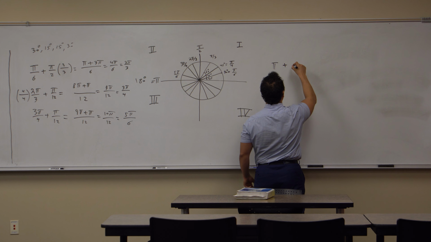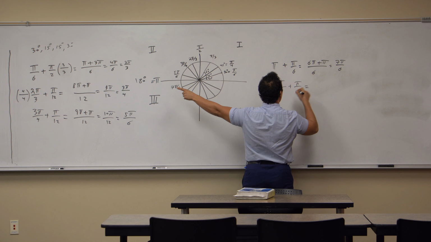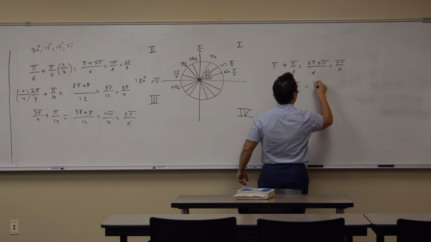Next, to 7 pi over 6, 30, 15, 15, 30. So we're at the first 15. We have to add a 15-degree analog, which is pi over 12. Then this breaks down to 14 pi plus a pi all over 12. And this becomes 15 pi all over 12.